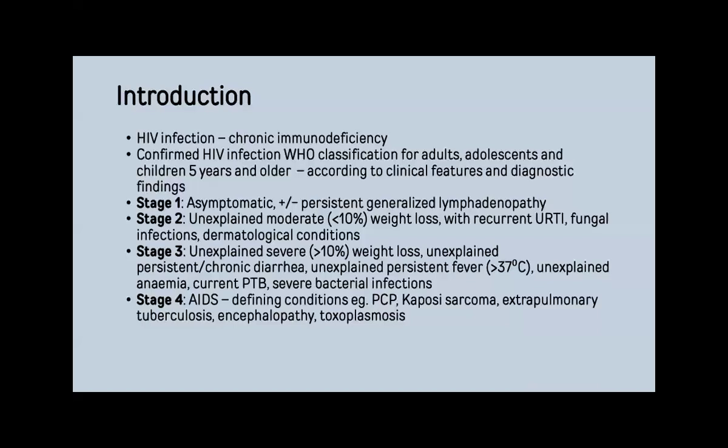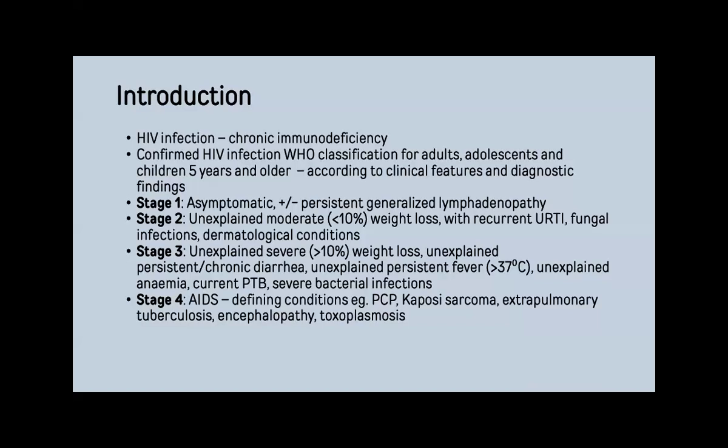In stage 3 of the disease, there's unexplained severe weight loss, unexplained persistent chronic diarrhea, unexplained persistent fever, persistent oral candidiasis, oral hairy leukoplakia, current pulmonary TB, severe bacterial infections, unexplained anemia, neutropenia, and chronic thrombocytopenia.